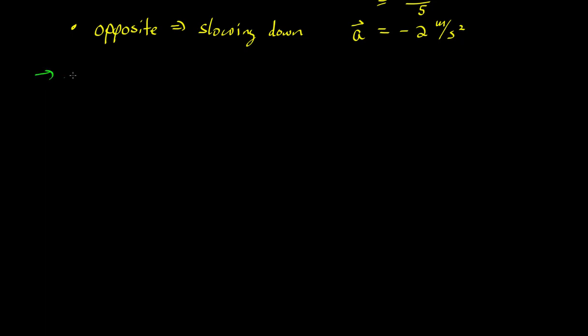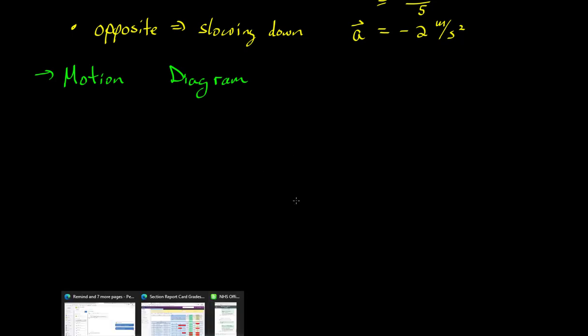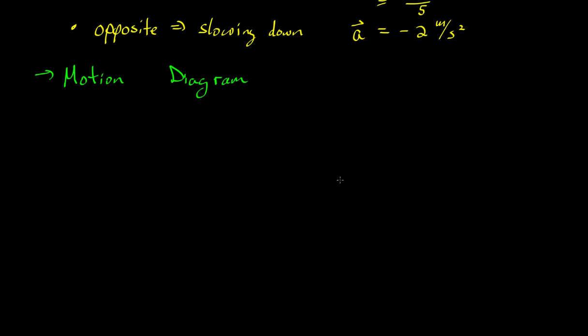So a motion diagram is just a representation of some motion. And it's kind of like strobe photography, where if you imagine we take a picture of something as it's moving. So let's say, I'm not even going to do a car. Let's just do a ball rolling along a road. Or let's do a car.